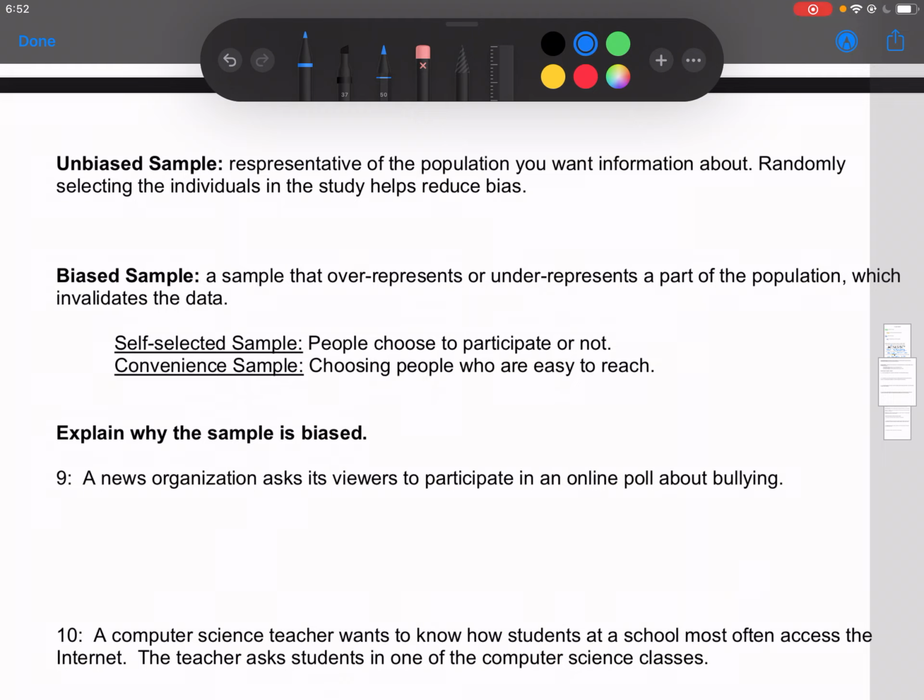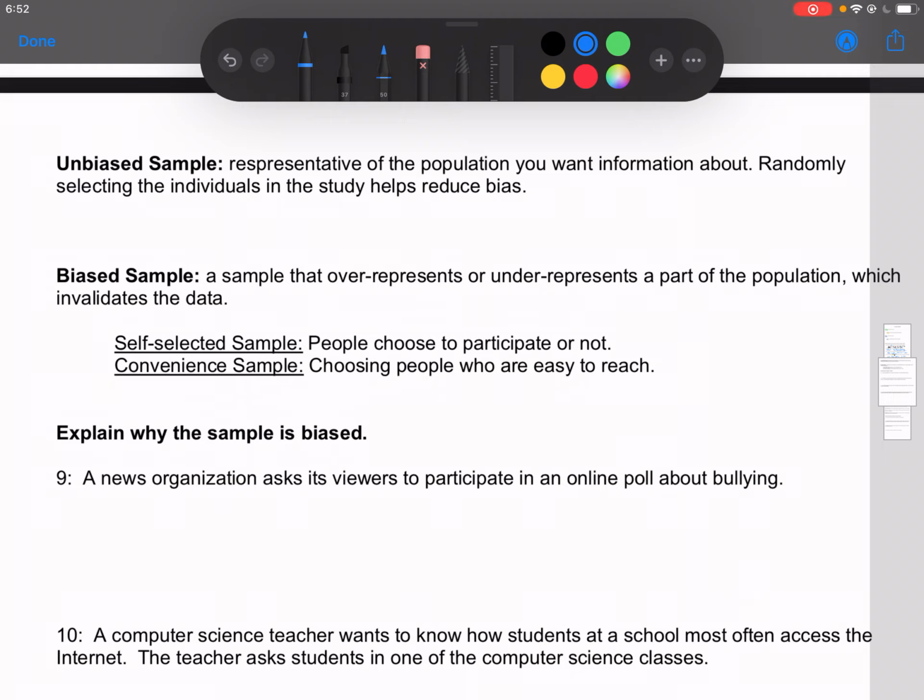So randomly selecting could include drawing names from a hat. It could be using a computer to randomly select people from a city. It could be rolling a pair of dice, whatever, just as long as it's some random process. Not what you might think of as random, but a truly random process.